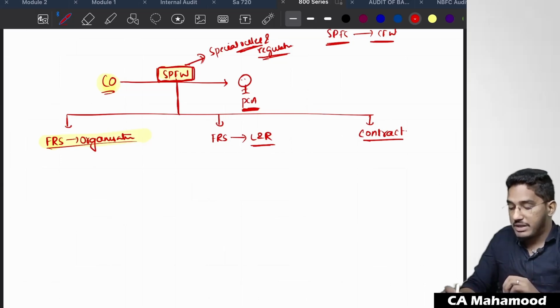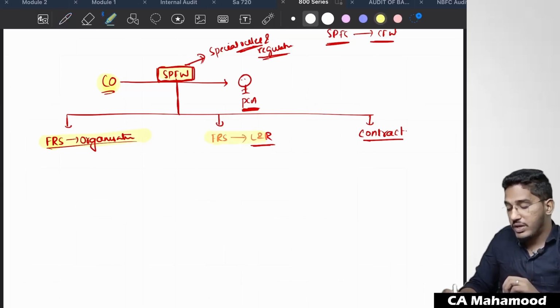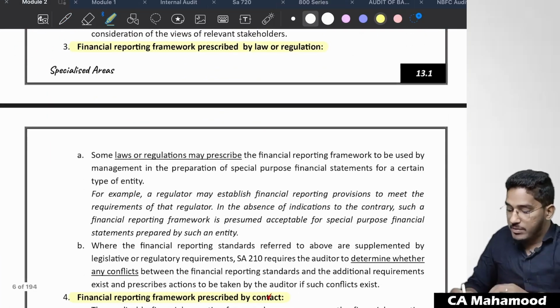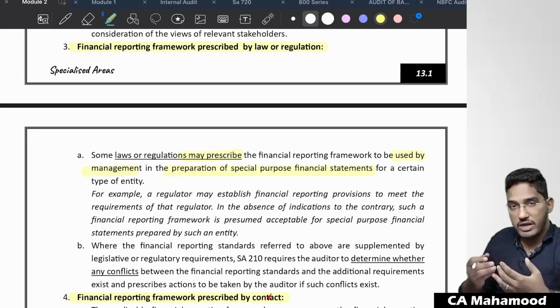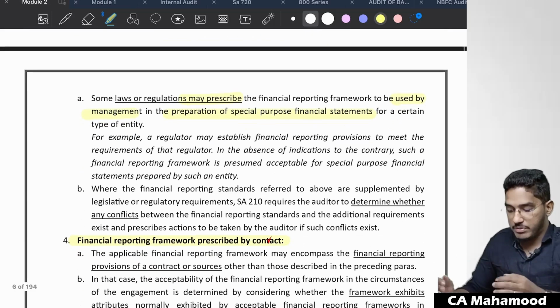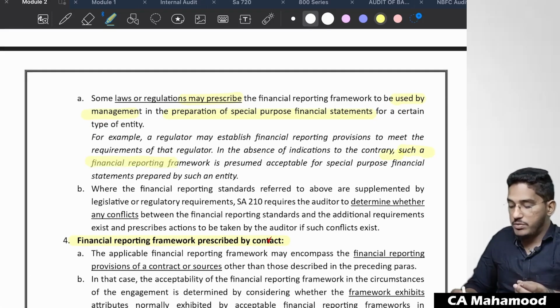Or as I've told, sometimes the special purpose framework might also arise from laws and regulations. Let us see what they're trying to say about it. Some laws or regulations may prescribe the financial reporting framework to be used by the management in the preparation of special purpose financial statements. Sometimes law or regulation tell you what rules and regulations you are required to follow in the special purpose financial statements. For example, a regulator may establish financial reporting provisions to meet the requirements of that regulator. In the absence of indications to the contrary, such a financial reporting framework is also presumed to be acceptable.